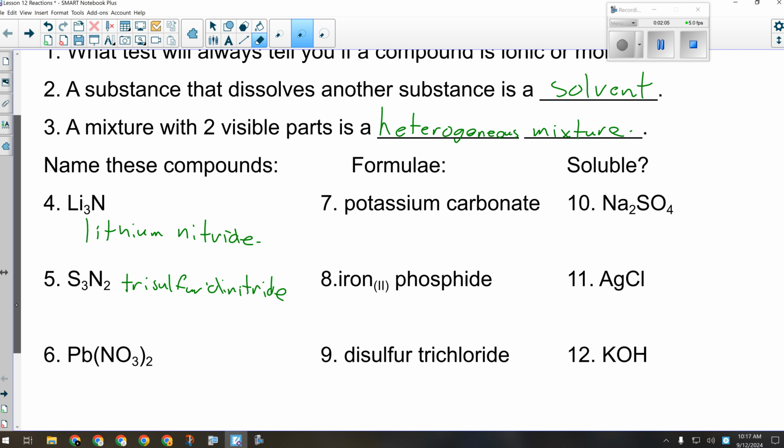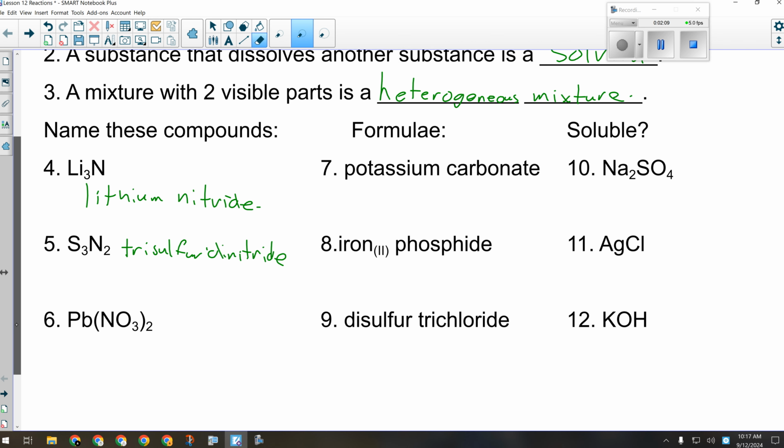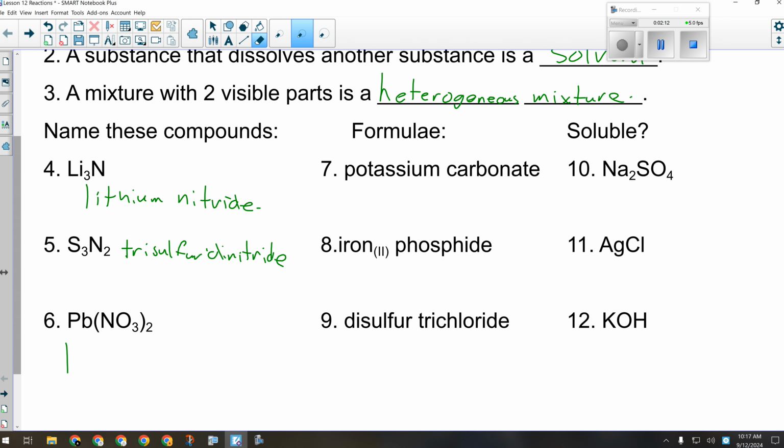For number 6, ionic or molecular? Ionic, lead's a metal, plus we have a polyatomic ion. Okay, so name the metal, lead, what's this stuff called? Nitrate. Okay, does that one need a Roman numeral? Which one? 2. Okay, here's why. Nitrate is a -1. There are 2 nitrates for a total of 2 negative charges. I need to get 2 positive charges. I only have 1 lead to get them from. Lead, 2 nitrates. Okay, questions on the naming?